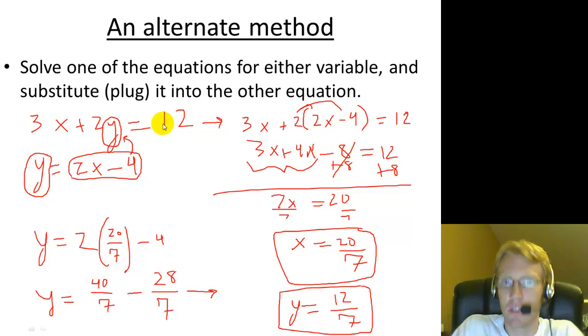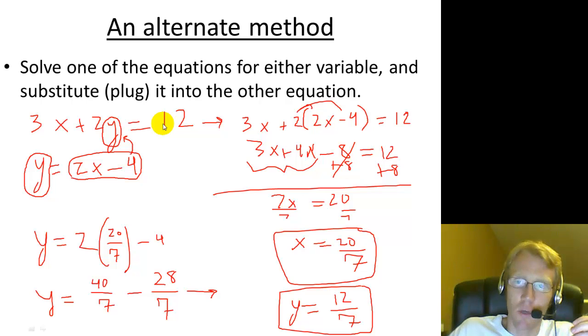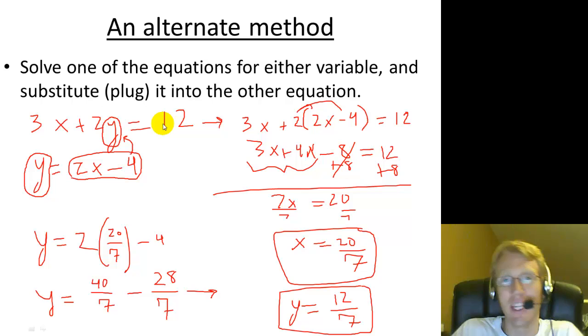So with the substitution method, you're getting one of the equations or both of the equations solved for a particular variable, and then you're plugging one of them into the other one. That will eliminate one of your variables, allowing you to then solve for x or y. Once you know x or y, you can plug it back into the original equation to find the other unknown, and then you can check it by making sure it works in both equations.